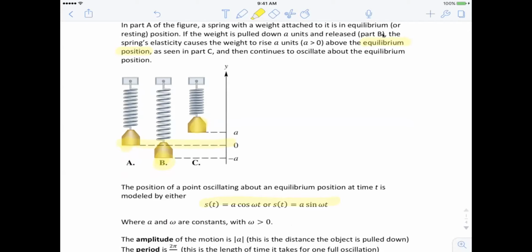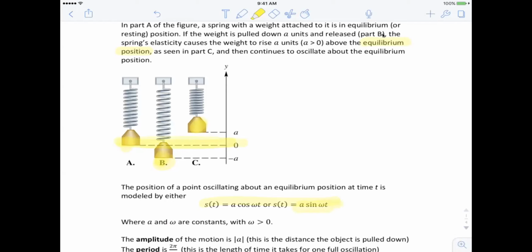But if your starting position is either at the minimum or the maximum, that's going to be a cosine example, right? Because if you think about the cosine graph, it starts at the top or the bottom. Whereas if your starting position is that equilibrium position in the middle, that's the sine, right? Because sine starts in the middle and then rises, falls, and then goes back to the middle.